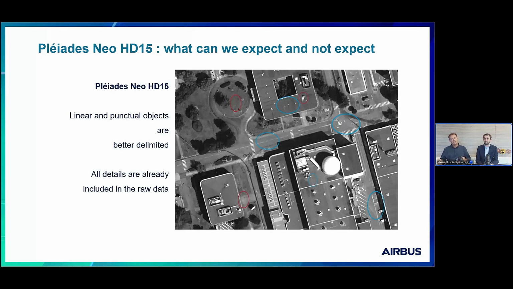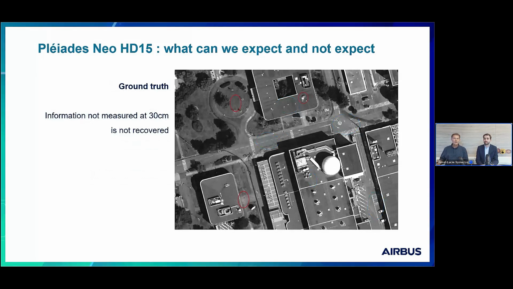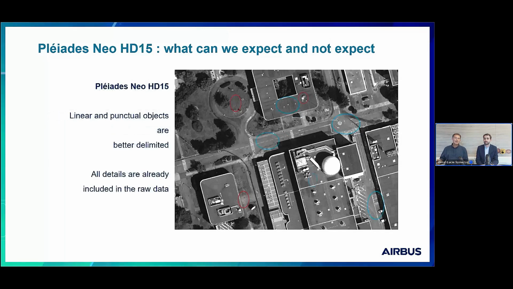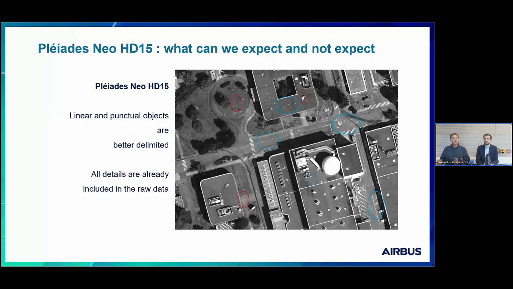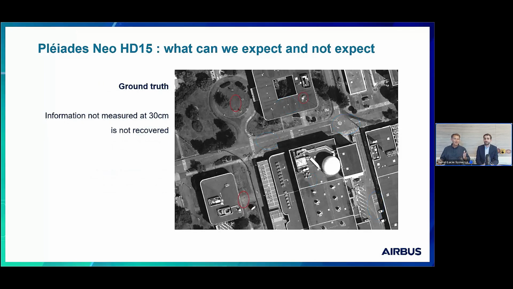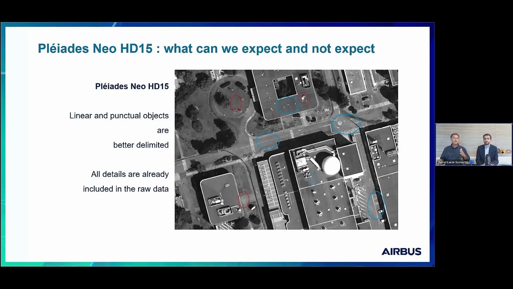And now look at the red circle. What I will introduce now is a Pléiades Neo HD15 compared with an aerial image acquired at 15 centimeter, what I'm calling the ground truth. And if you look in the red circle, you will see details that are available in a real 15 centimeter image acquired with an aerial sensor, and what you will get in Pléiades Neo HD15. So there are small details which are not there, and it's normal because we don't invent any information, and that's our duty and that's our goal.